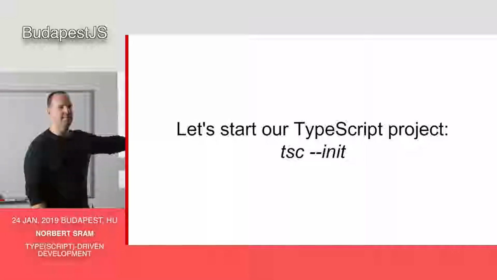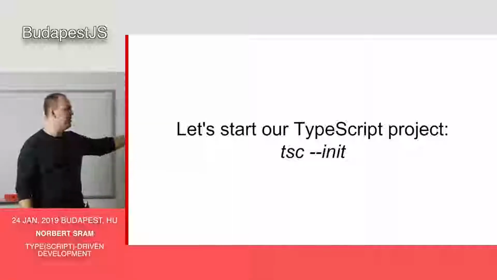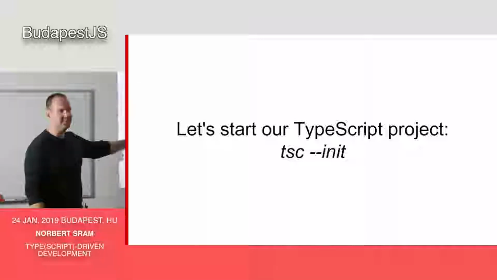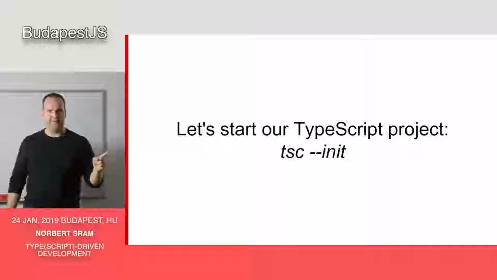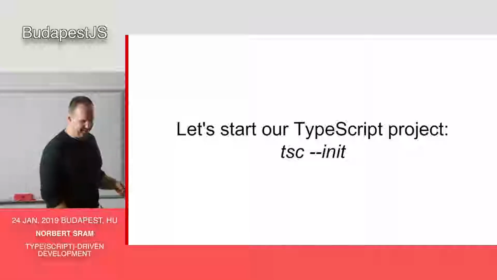How do you create a new JavaScript project? We all know how we create a new JavaScript project: copy paste some starter. But how do we create a new TypeScript project? The compiler has an init call, and that just dumps some configuration files for you.